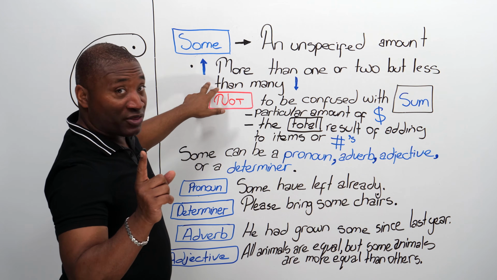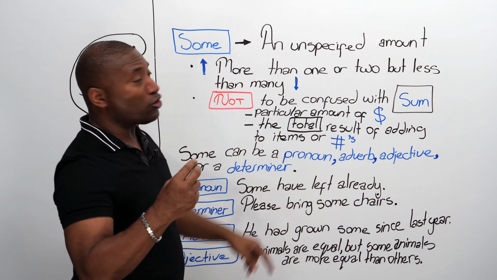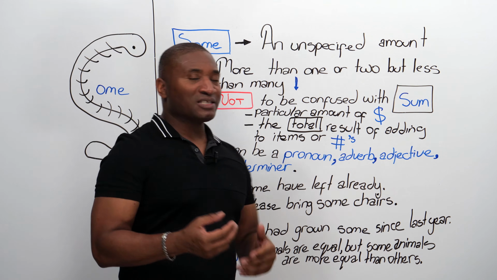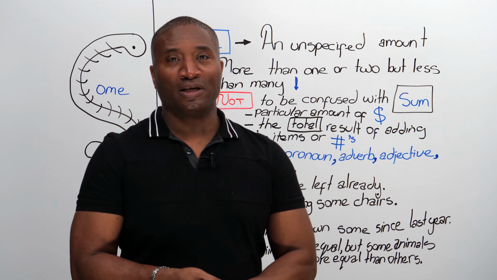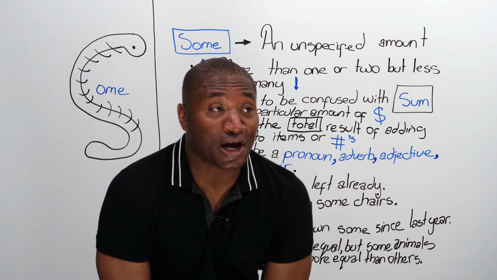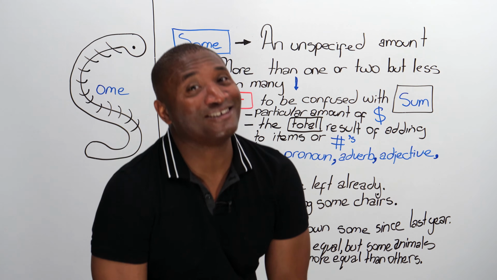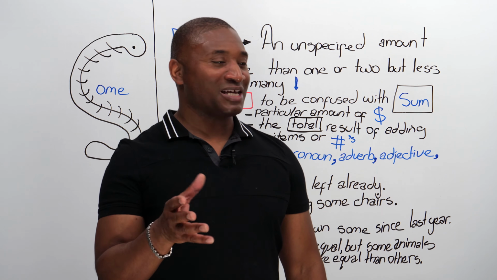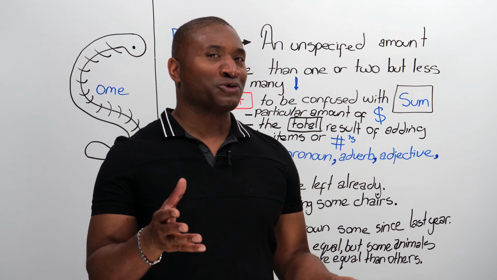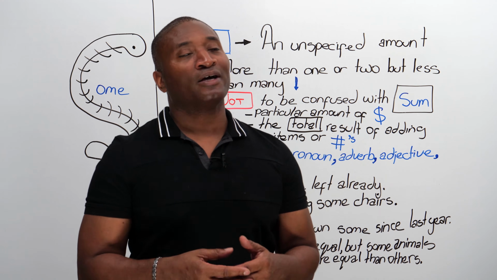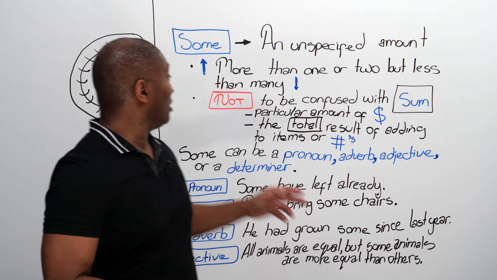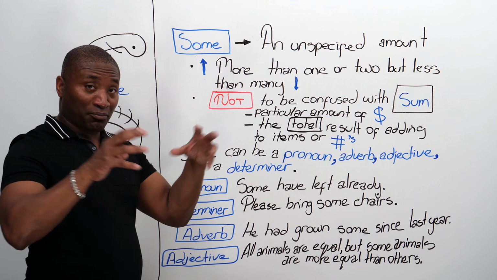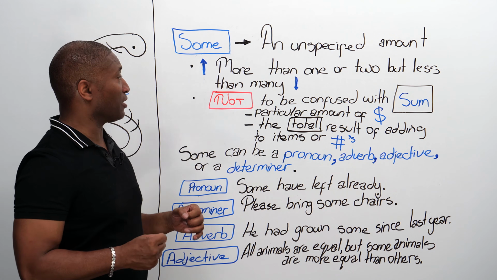We do know something about some, though. We know it's more than 1 or 2, but it's less than many. An example, if I say, can you give me some money? I'm doubting you guys are going to give me $1 million. You might give me $1 or 2. You might give me 5. Probably more than $1 or 2 because I said give me some money, right? You might give me 5, 6, maybe 3, 4, but you're not going to give me $1 million. And that's how we know some falls into that ballpark or that area there, that gray area.